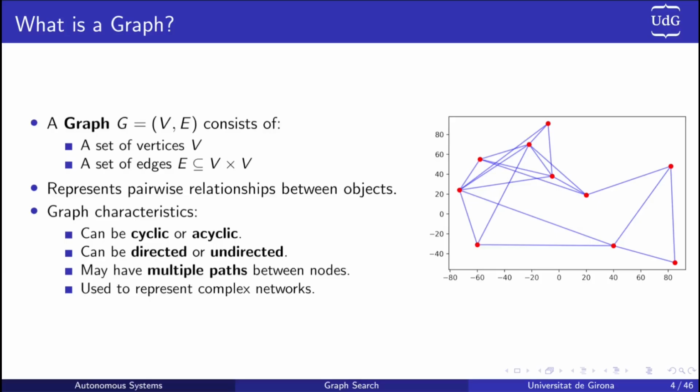Graphs have several characteristics. We already talked about that. They can be cyclic, acyclic, directed, undirected. We can find multiple paths. This is something that we will see today: starting from the same vertex and reaching the same goal vertex, we can find multiple paths, and the idea is to discover which one is the best one. And sometimes we use it to represent networks.